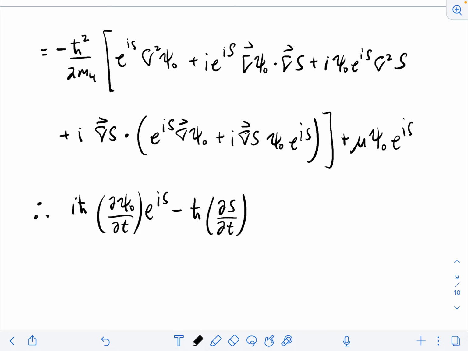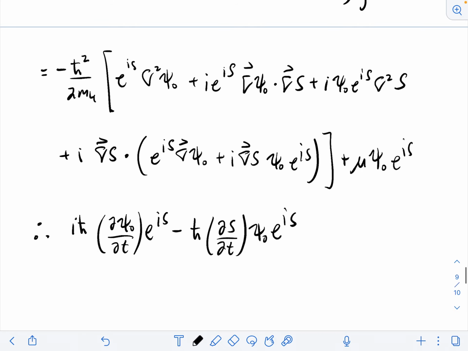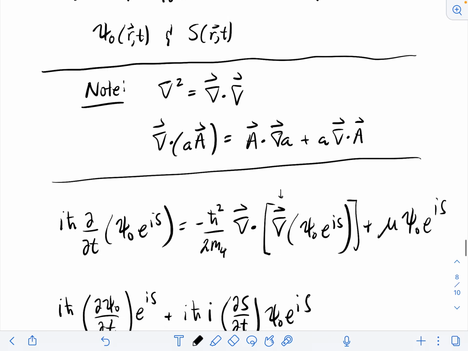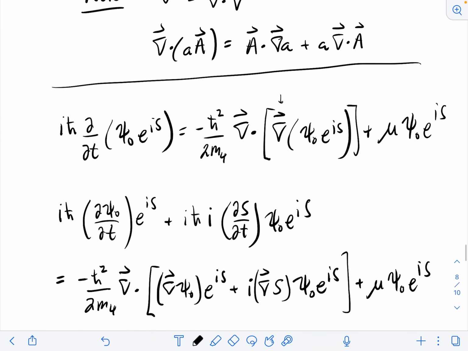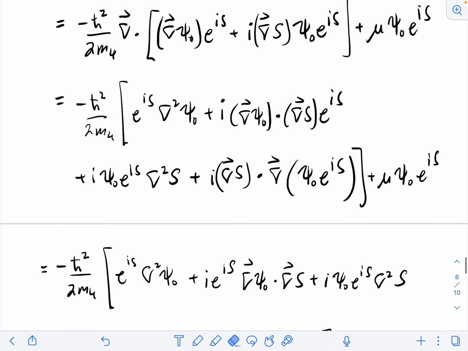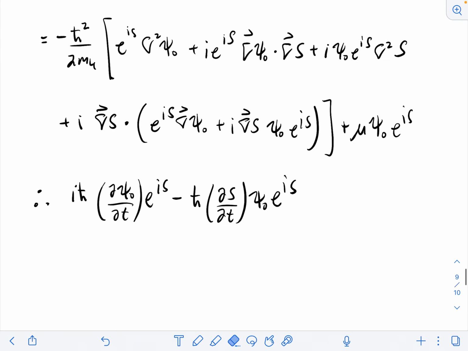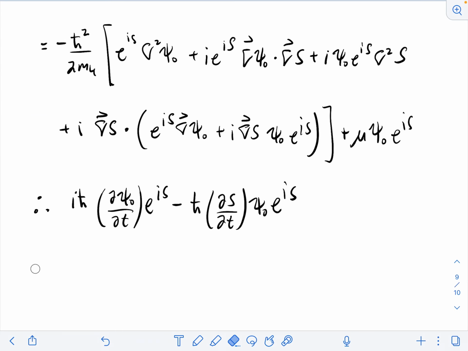So that should be equivalent. The reason we get minus h bar is because we had an i times i over here, and so we turned that into a minus 1. Okay, and then that is all equal to minus h bar squared over 2m, and we'll just write out a lot of these terms.